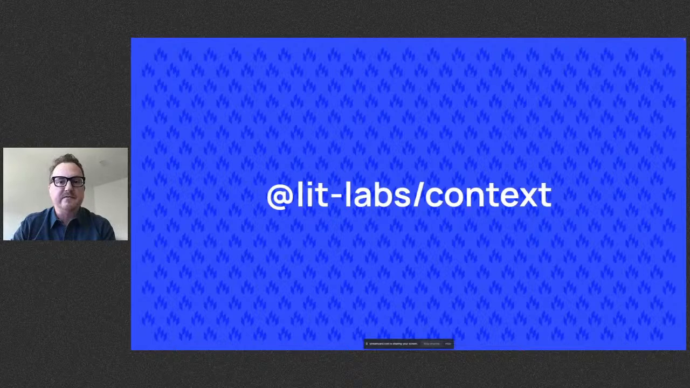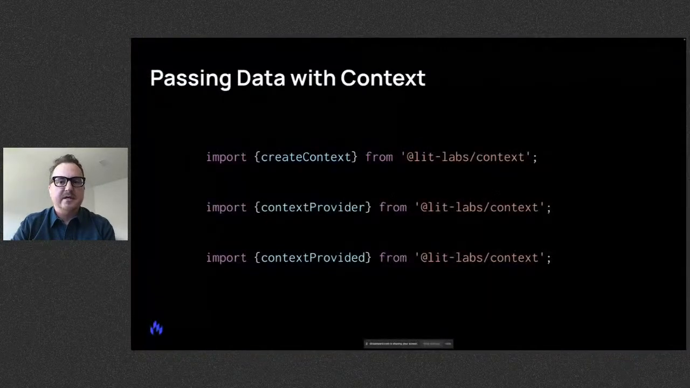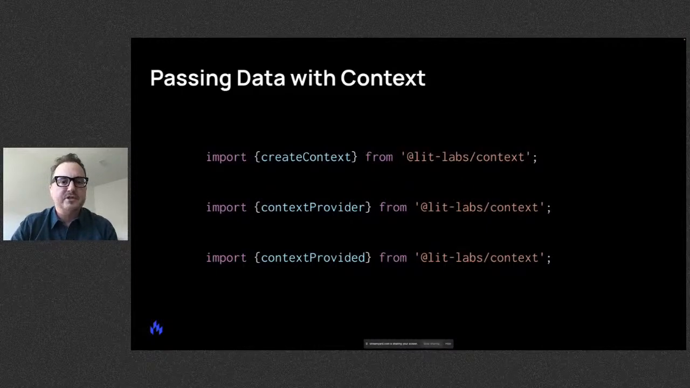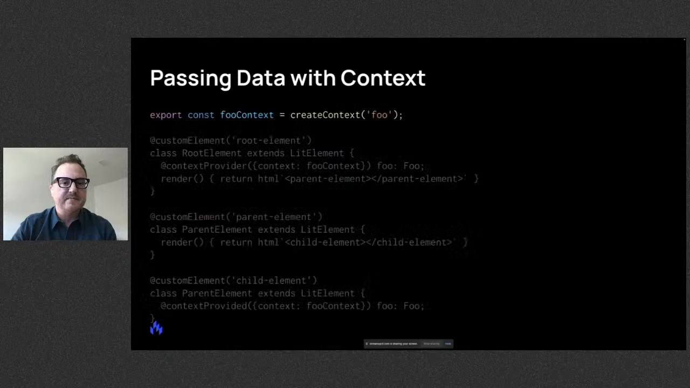So now let's look at the package itself and how it helps us do this. So the context package gives you a few exports to let you provide and consume these context values. I'm going to show what I think are the 3 easiest ways to use it here. Create context, which lets you identify a context value, and then the context provider and context provided decorators. So if we want to use context, the first thing we need to do is create what we might call a context key. This is a way to identify the value that we want in case there are multiple values flowing through the context system.